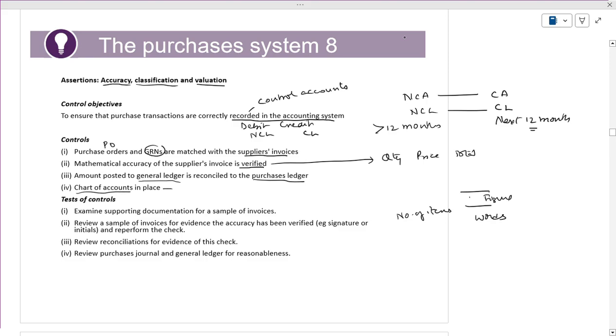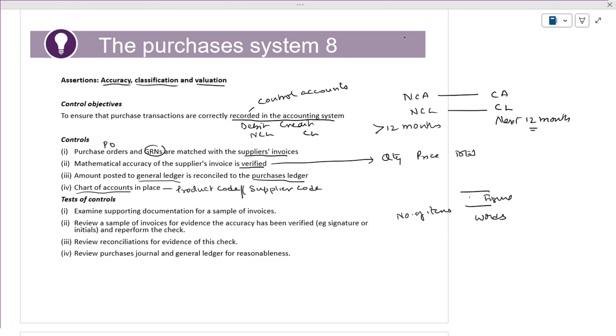Is a chart of accounts in terms of what? In terms of product code. Okay, in terms of suppliers code. Is it right? In the suppliers code, product code. Chart of accounts is the basic, that will identify with the product. Okay, these are the controls.